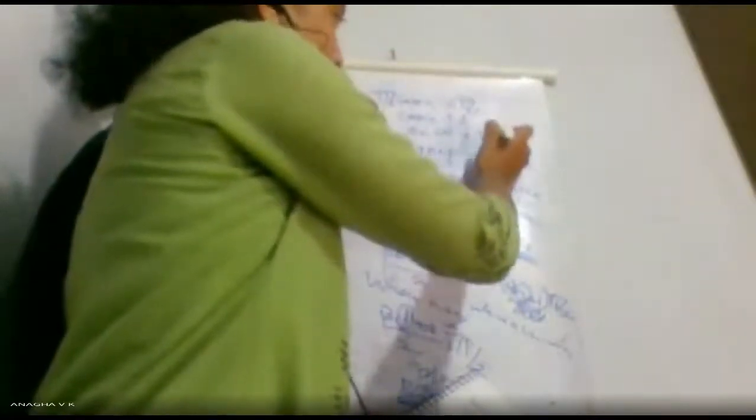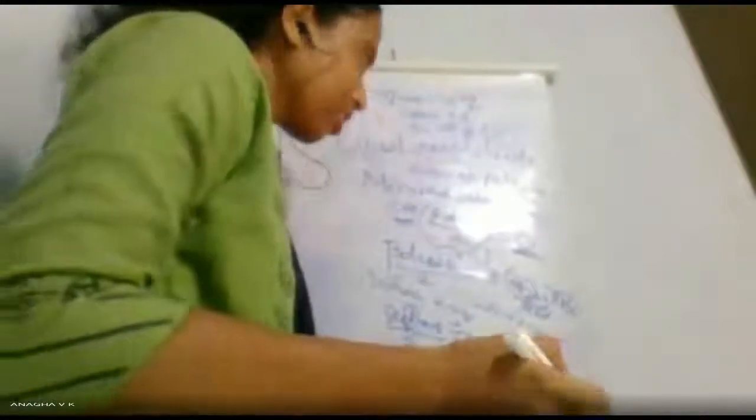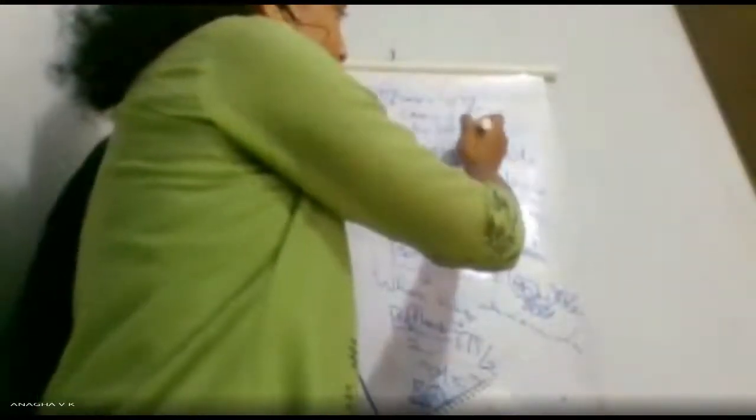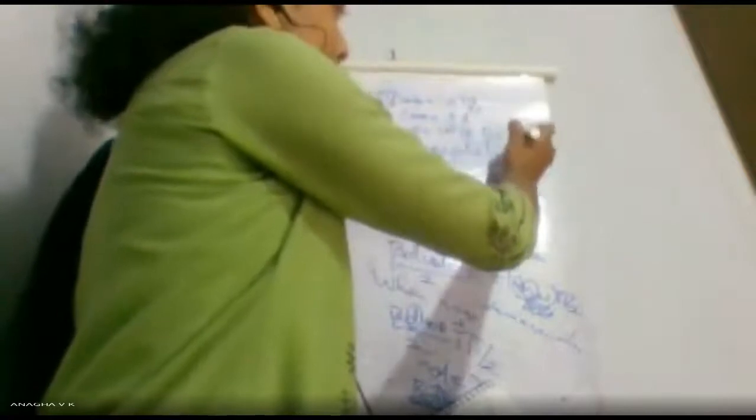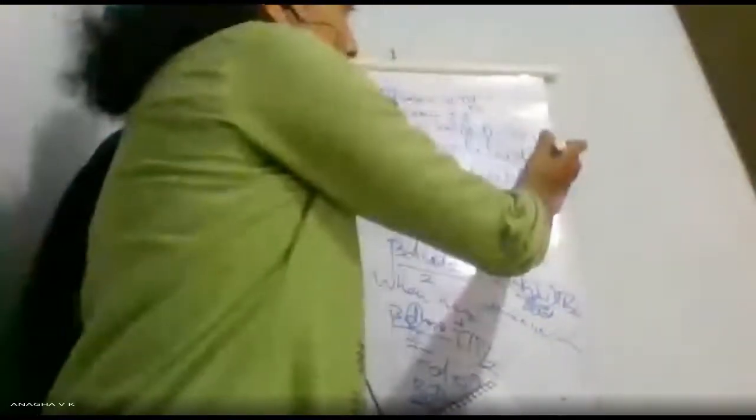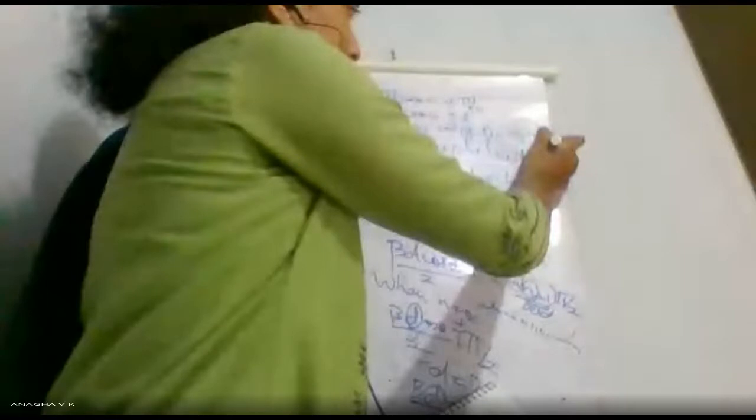So cos theta equals what? This pi by 2 gets cancelled and we get plus or minus 1. So theta equals cos inverse of plus or minus 1. Cos inverse of plus 1 is 0, and minus 1 is 180 degrees. So this is the equation.